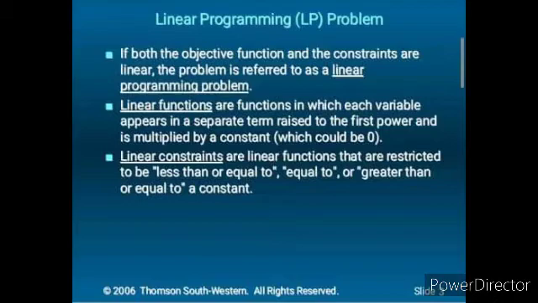The last bullet. Linear constraints are linear functions that are restricted to be less than or equal to, or greater than or equal to a constant. If all the terms of a constraint are of the first order, the constraint is said to be linear. This means that the constraint doesn't contain a variable squared, cubed, or raised to any power other than 1, a term divided by a variable, or variables multiplied by each other.